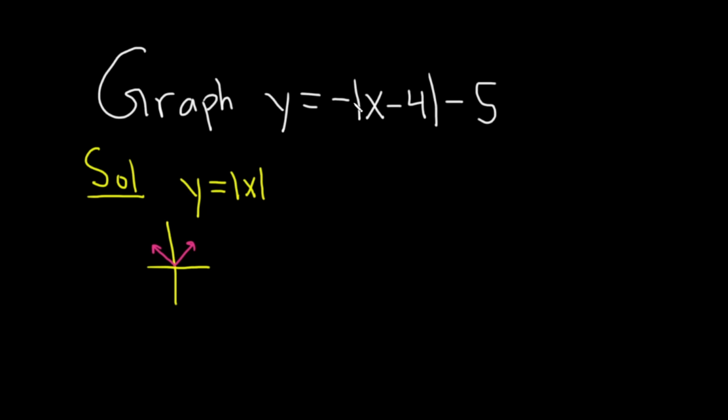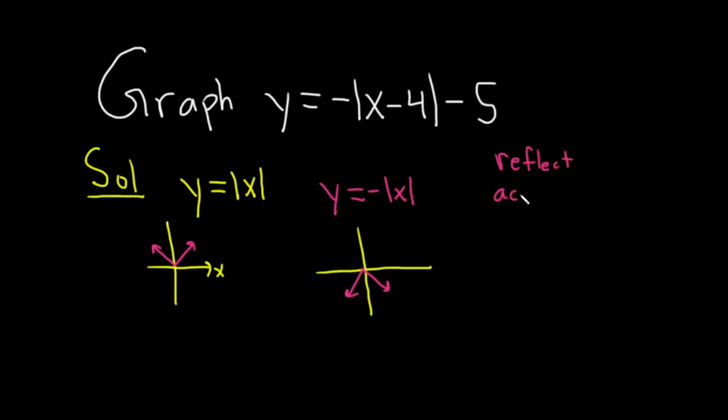But you'll notice we have a negative sign here outside of the absolute value. So whenever you have negative absolute value of x like this, basically it's an upside down v. You have a reflection across the x-axis. So basically it's going to look like this. So this would be negative absolute value of x. So we have a reflection across the x-axis. I'm going to write that down. Let me just say reflect across x-axis.